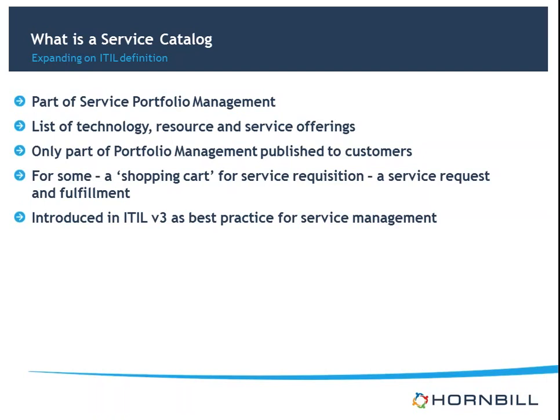The Service Catalogue is the only part of the service portfolio that is published to customers, and it contains information about deliverables, cost, contacts, and procedures for a request of service. For some, it is basically a shopping cart for request of services. It may have capabilities for approval and possibly reports and availability of services. This may also be known as service request and fulfillment.